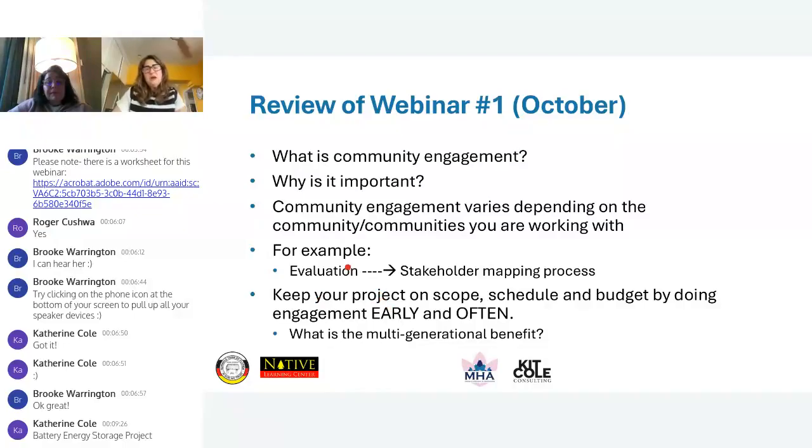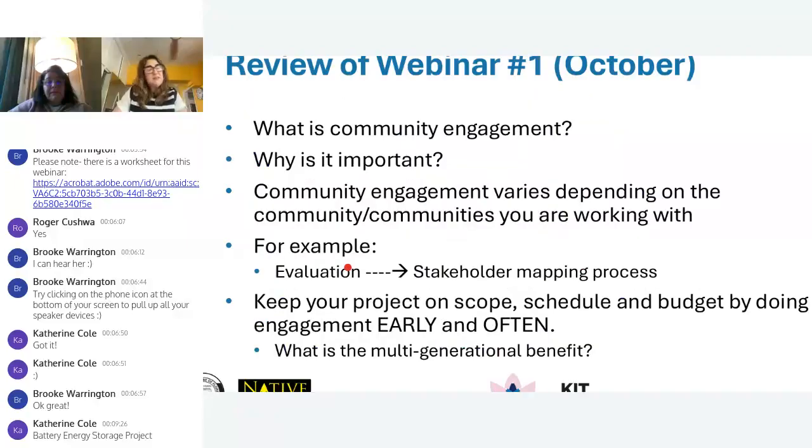So our commitment to community engagement is based on the fact that we have seen so many projects get derailed by community input and community concerns. And so one of the things that we really stress in terms of the importance of community engagement is making sure you're keeping your project on scope, schedule, and budget by engaging early and often.